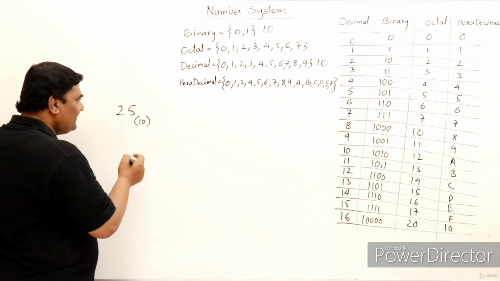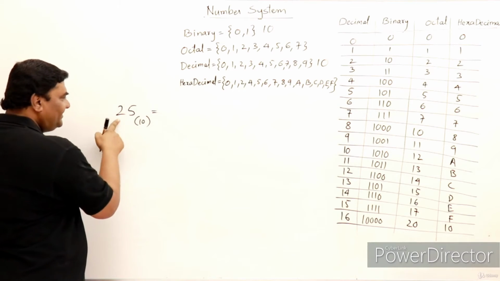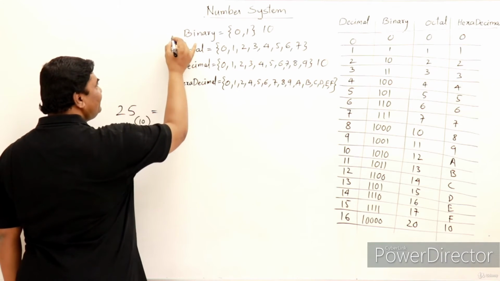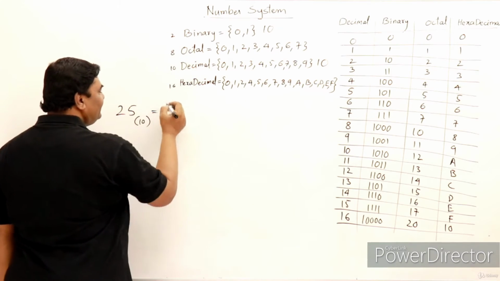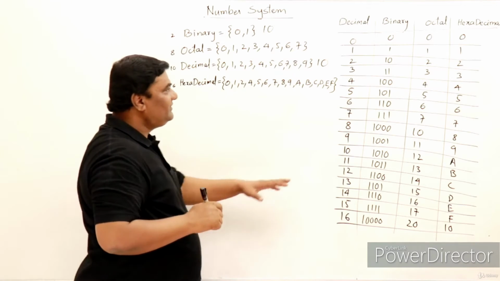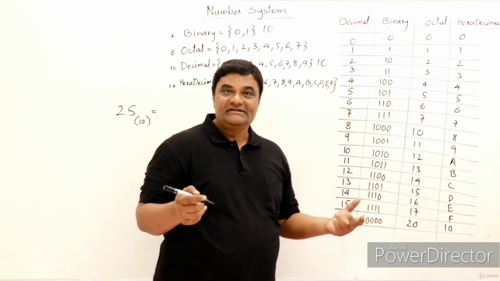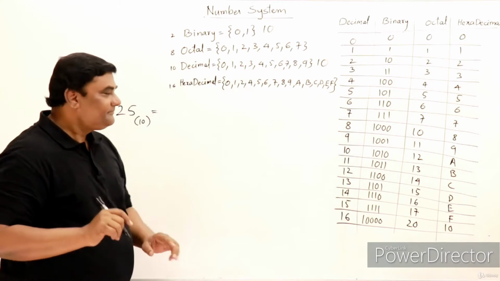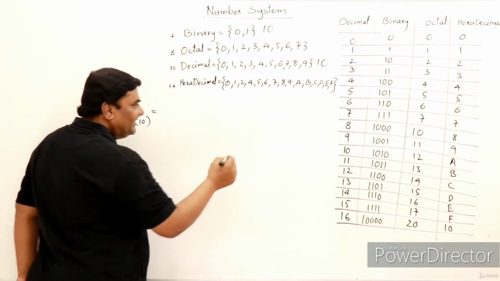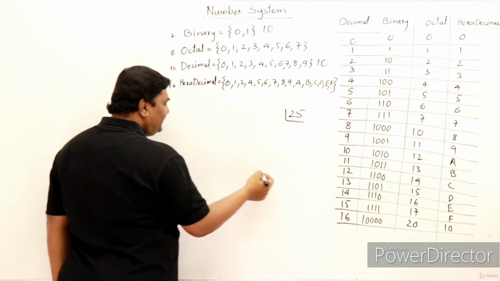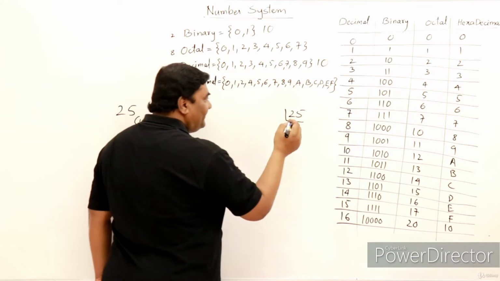So let us take an example. I have a decimal number 25. Base 10 means it is a decimal number. So this is base 10, this is base 8, this is base 2, and this is base 16. We write 10 here because 25 can be there in octal also, hexa also. Which one is it? To show that, we say decimal as base 10. Then how to convert into binary? The method is that we successively divide it by 2 to get the binary form.